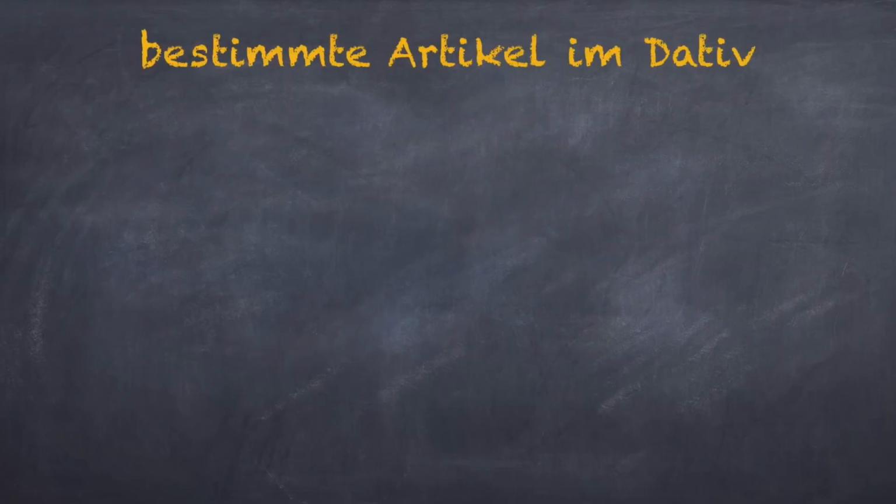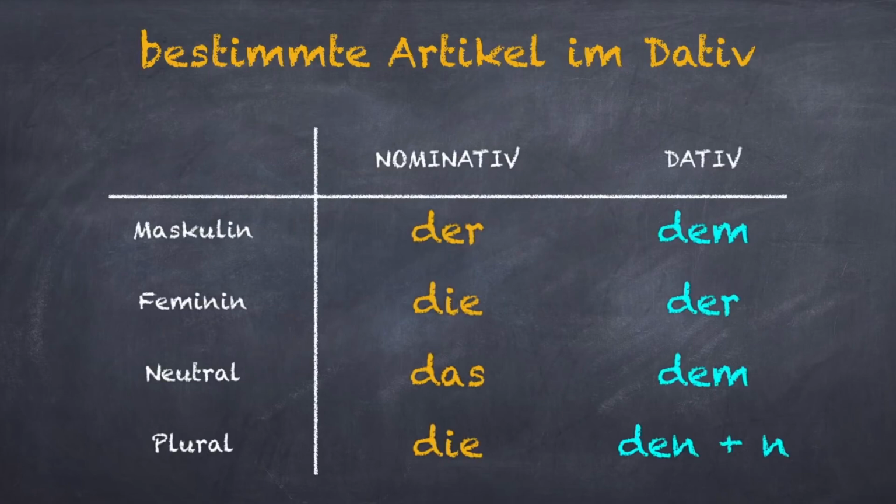Let's look at the bestimmte Artikel once again. For masculine, der changes to dem. For feminine, die changes to der. For neutral, das changes to dem. And for plural, die changes to den and an n is added to the noun. Do remember that the dative article for masculine and neutral is the same, that is dem.